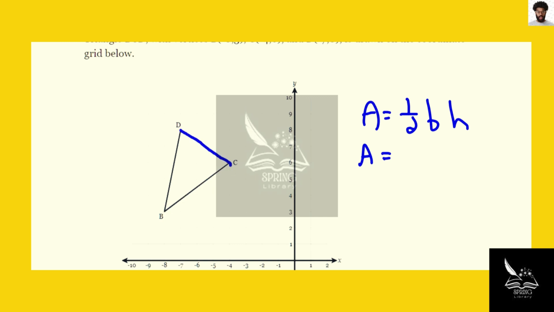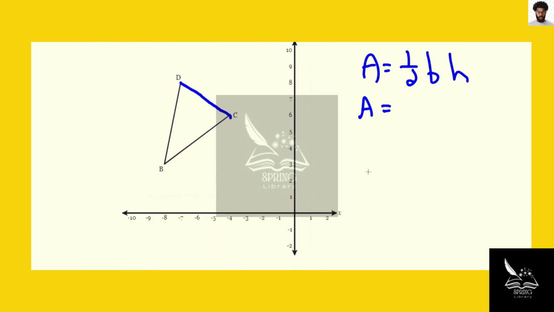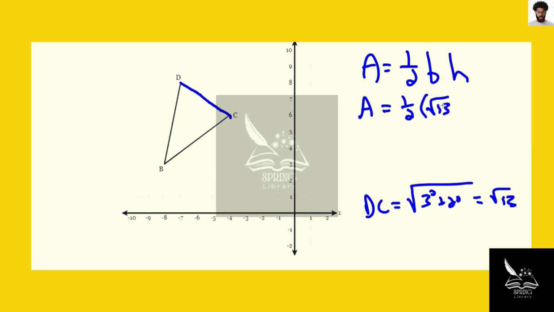If DC is the base, then the length of DC would be equal to the square root, to use the distance formula. The difference between your x coordinates is 3 and the y coordinates is 2. So 3 squared plus 2 squared, 9 plus 4 is 13, so DC is the square root of 13. So we can say the base is the square root of 13. And now the height has to be perpendicular to that through B.